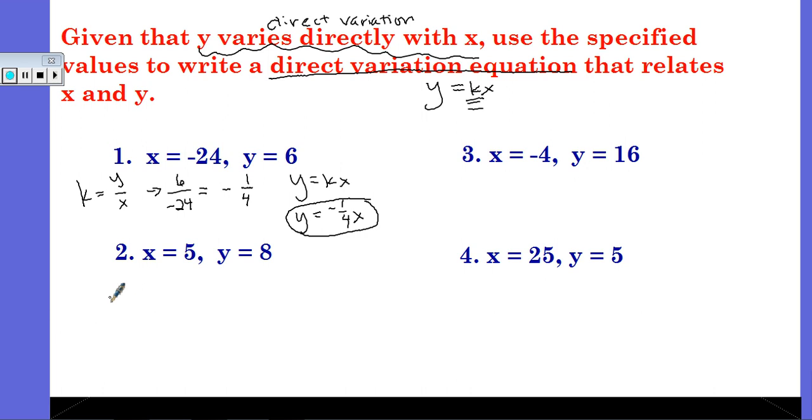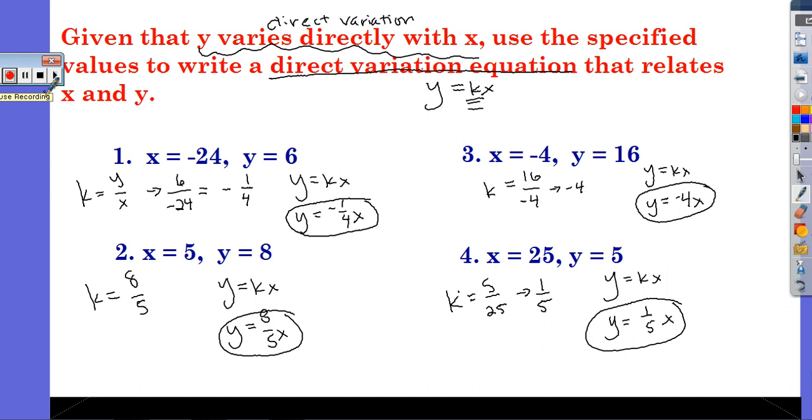Okay, for number 2, we'll do the same thing. We need to figure out what k is. So k is y over x, so we'll put 8 over 5. That cannot simplify. Check using your calculator, so that will be our k value. We're going to take our direct variation equation, plug in our k value, and we get y equals 8/5 x. All right, go ahead and try it for the second two. Pause the video, and then check your answer. All right, so take a look. You should have gotten y equals negative 4x for the first equation for number 3, and then y equals 1/5 x for the second equation for number 4.